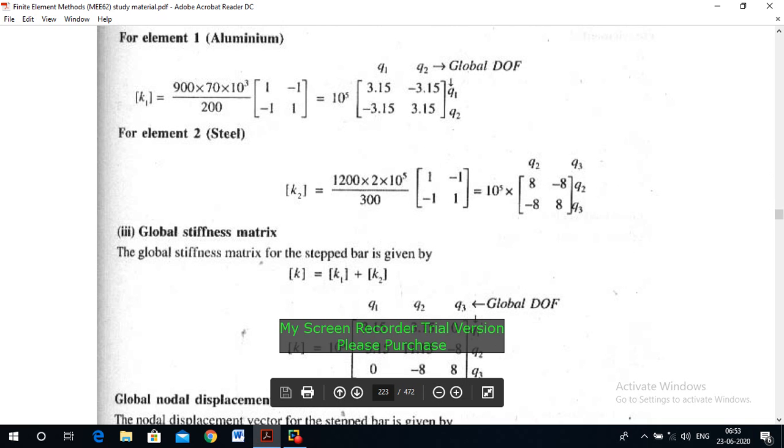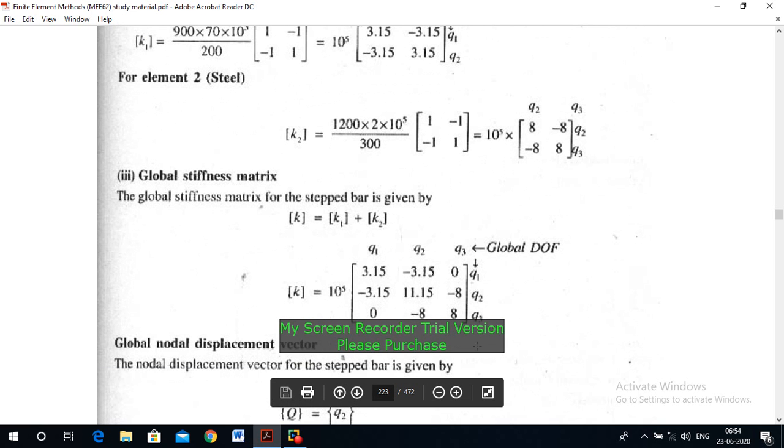Next, I need the element corresponding to column 3 and row 1. In matrix 1 there is no element corresponding to column 3 and row 1, hence it is 0. In matrix 2 also, the element corresponding to column 3 and row 1 is not there, hence it is 0 directly. Next, because of symmetry, the property of the global stiffness matrix, it is symmetric in nature, so you can write the same values minus 3.15 and 0.